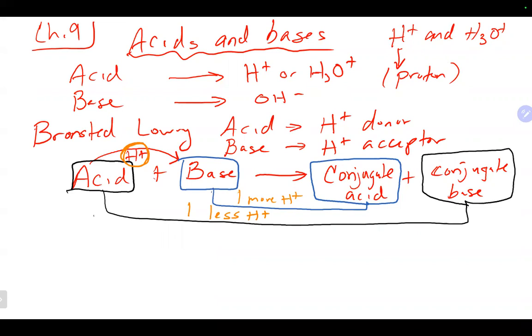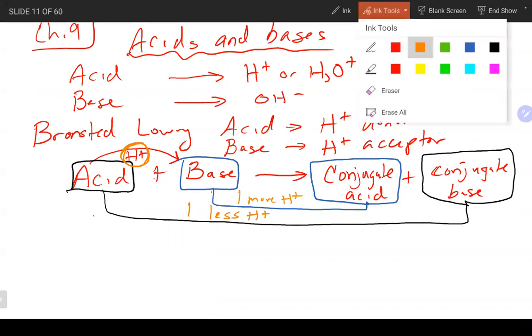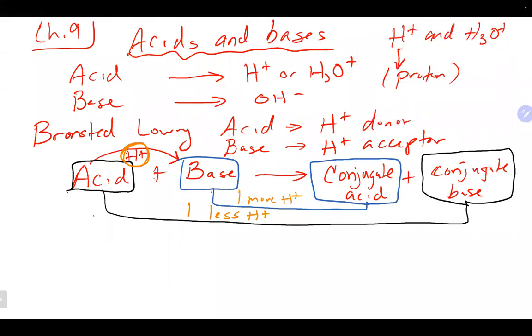So if you have two things and you're wondering, are they related to each other through the Bronsted-Lowry definition? The answer is there has to be just one H plus difference. If it's anything other than that, then they are not related to each other. Even if they look very similar or look like they're related, if it is more than one H plus, if it is two H pluses or three H pluses, they are not related to each other in that sense.